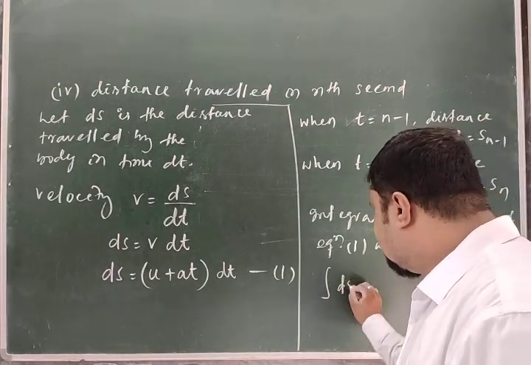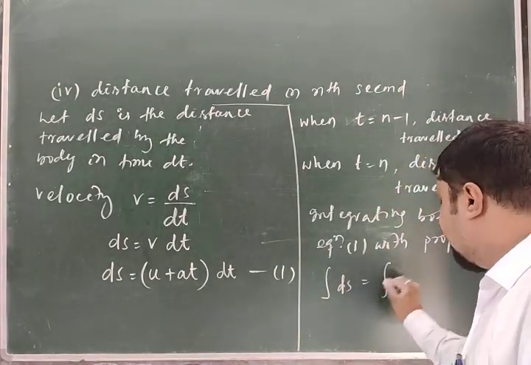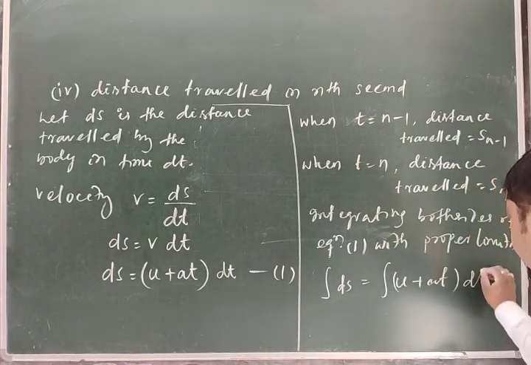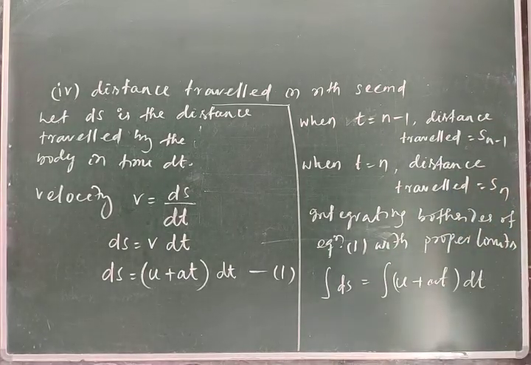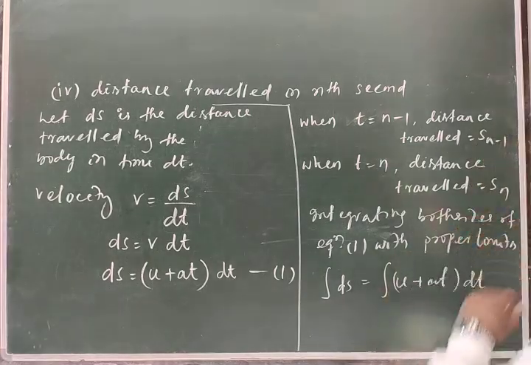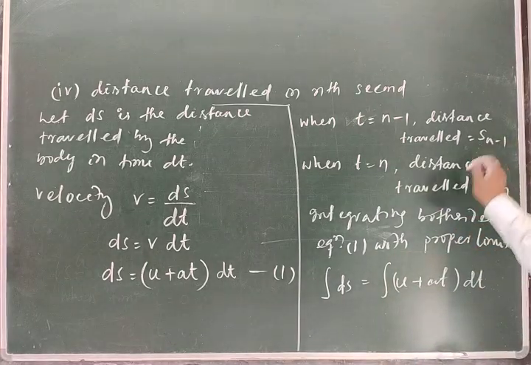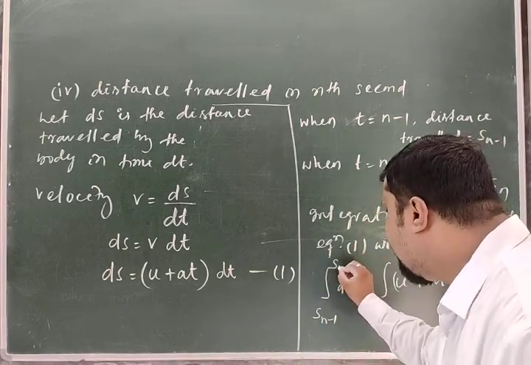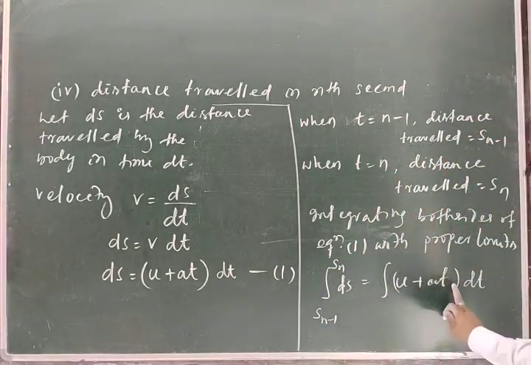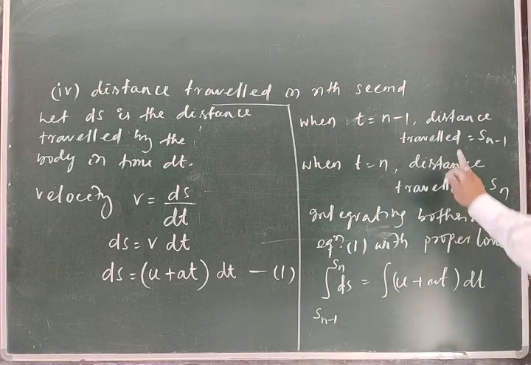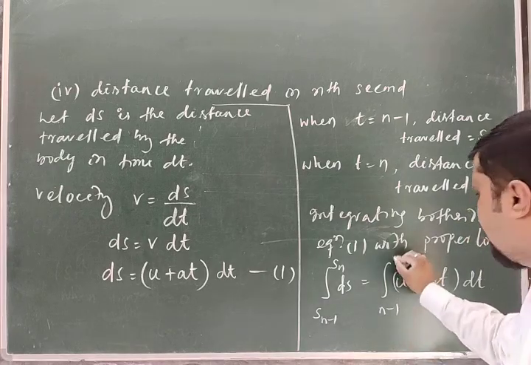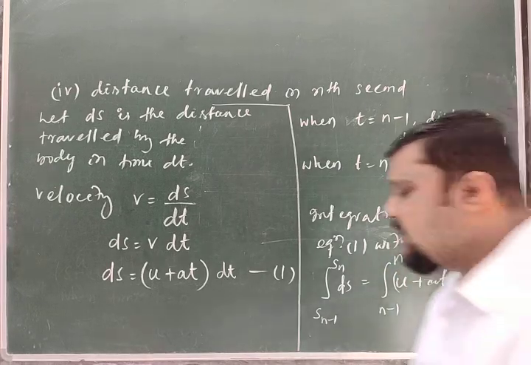Integrate ds on both sides, ∫ds = ∫(u + at) dt. Now put the limits. What is the variable ds? ds changes from where to where? S lower is what? S(n-1). Yes, S(n-1) changes to S(n). Here t changes from where to where? From n-1 to n.